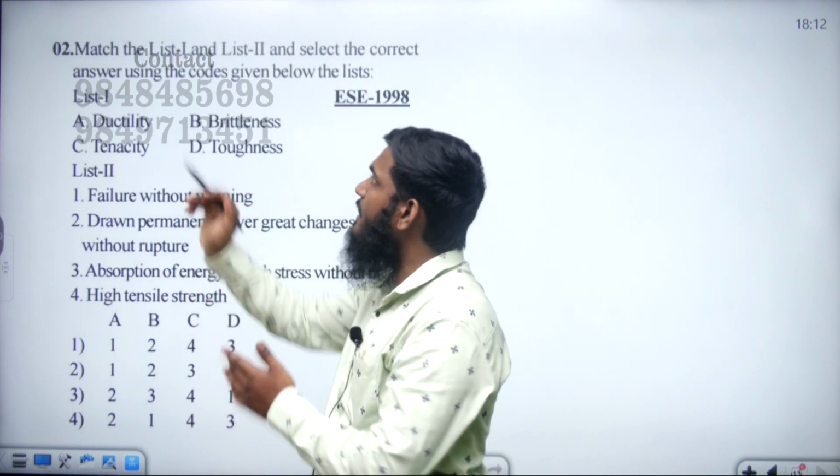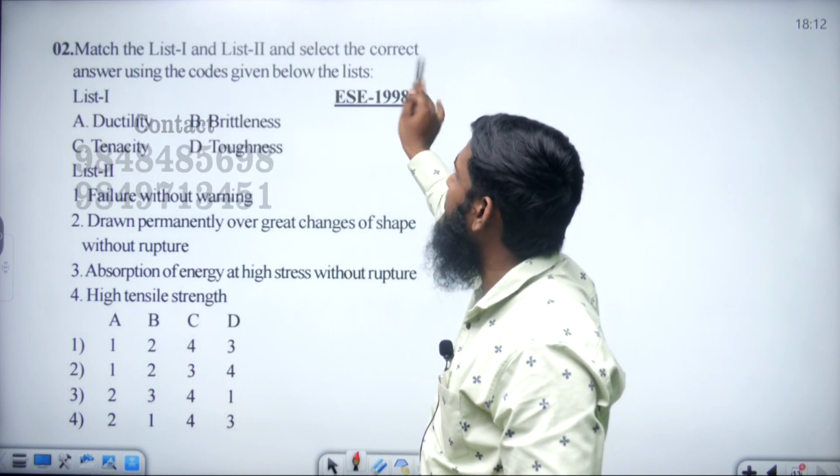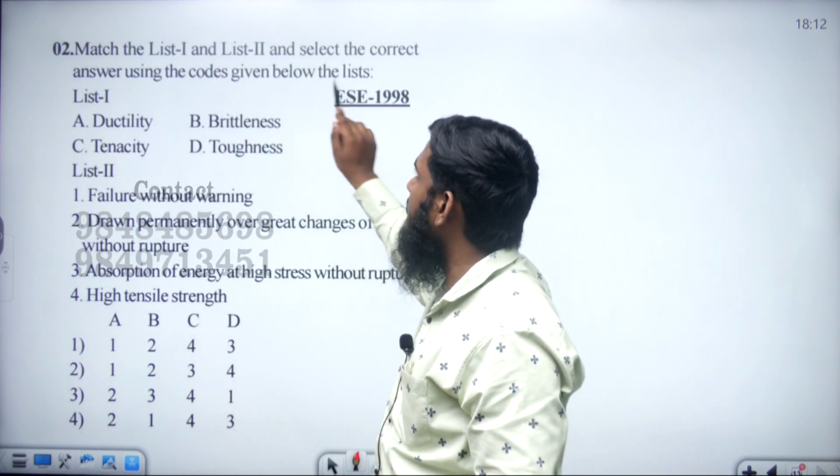Next question: match list 1 and list 2 and select the correct answer using the codes given below the list.